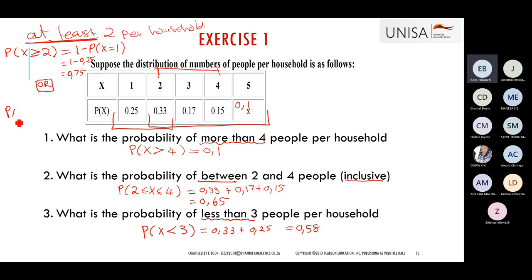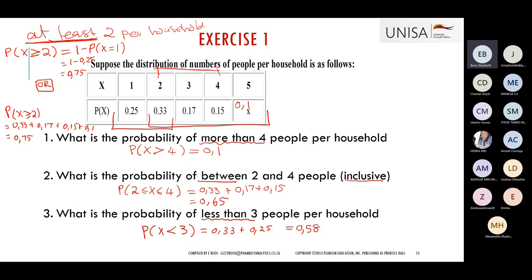Or you could say it is the probability that X is greater than or equal to 2, which will be 0.33 plus 0.17 plus 0.15 plus 0.1. And that should be 0.75. Are we good? Are we great? I'm going to give you 5 minutes to do extra exercises. Are there any questions before we move to the next exercise? Okay, no questions. So it means you understand this.